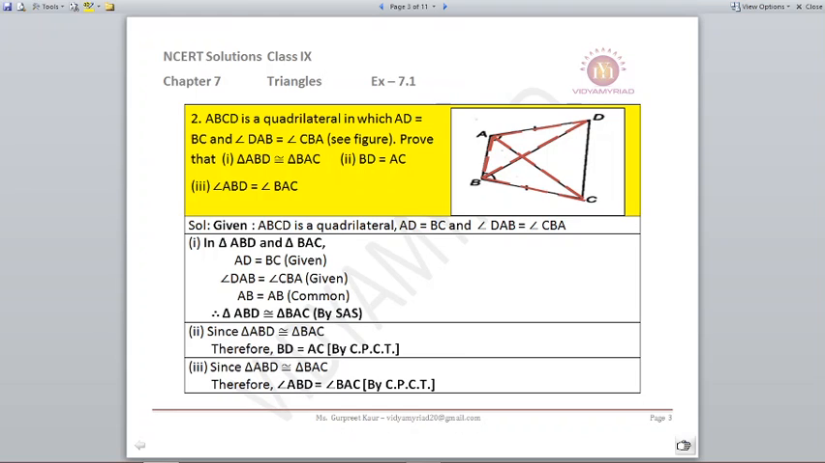Number 2, they are saying BD is equal to AC. Now if you see BD and AC, both are the parts of the same triangle. So with the help of CPCT, we can write BD is equal to AC, and the reason given is by CPCT. Third part, we need to prove angle ABD is equal to angle BAC. Now see, these angles are also the parts of the same congruent triangles. So we can simply write angle ABD is equal to angle BAC by CPCT.